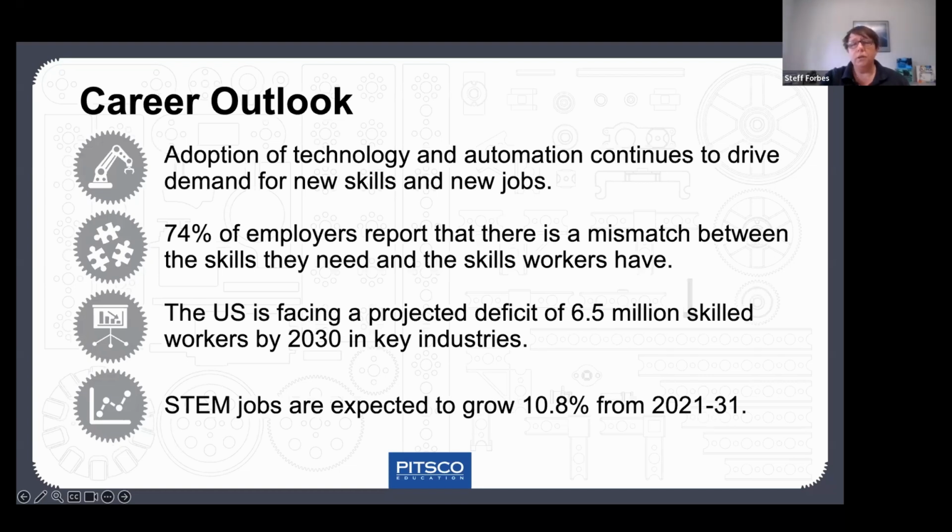When we talk about what employers are looking for and the skills that they're needing, 74% of employers are reporting that there's a mismatch between the skills they need and the skills that the workers currently have. And we know that technology is playing a big part in the types of skills that the workforce is going to need, and that we're facing a deficit in these skilled areas and across these industries. Where are the jobs of the future? We know that the jobs in that STEM realm, which is where robotics falls, are expected to grow at a much more rapid rate than other industries out there.